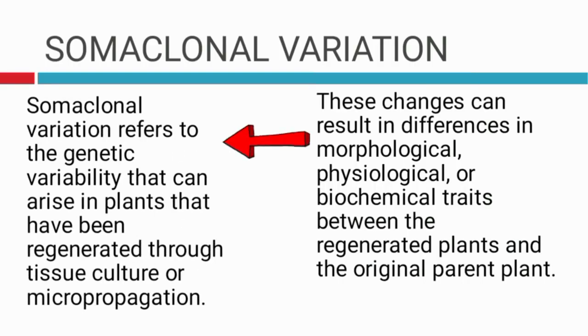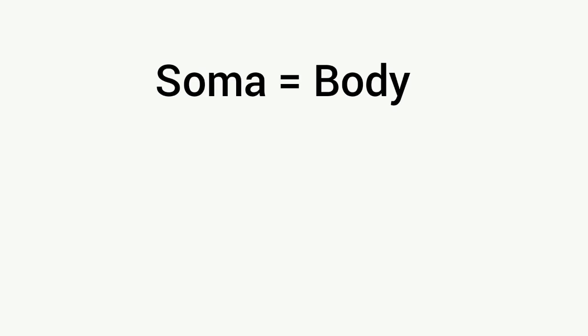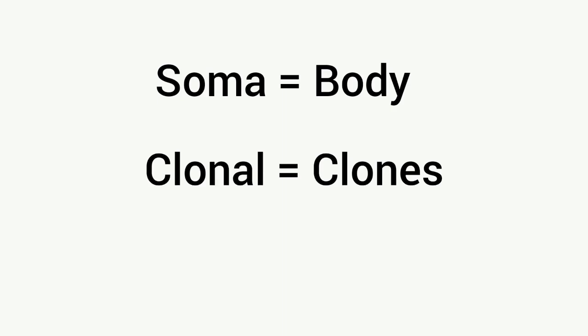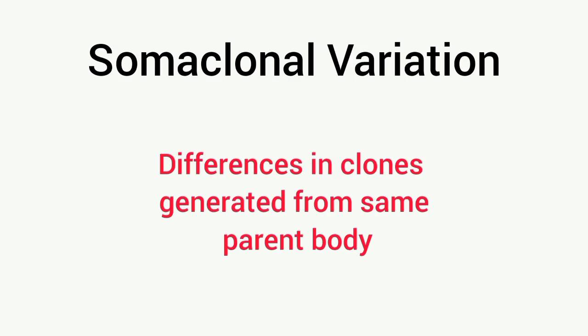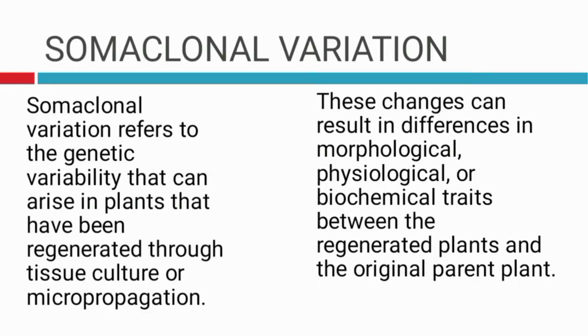Somatic clonal variation is basically genetic variability or differences. When we say variation, we're talking about differences. Soma has to do with the body. Clonal comes from clones. So you are saying that the clones you have produced from tissue culture now have differences, and it's not supposed to be like that since they were all gotten from one explant.